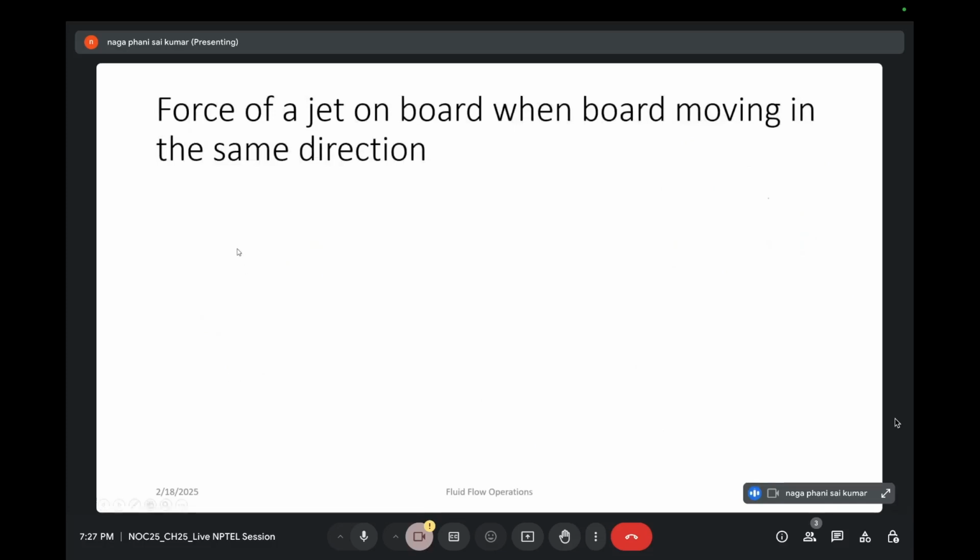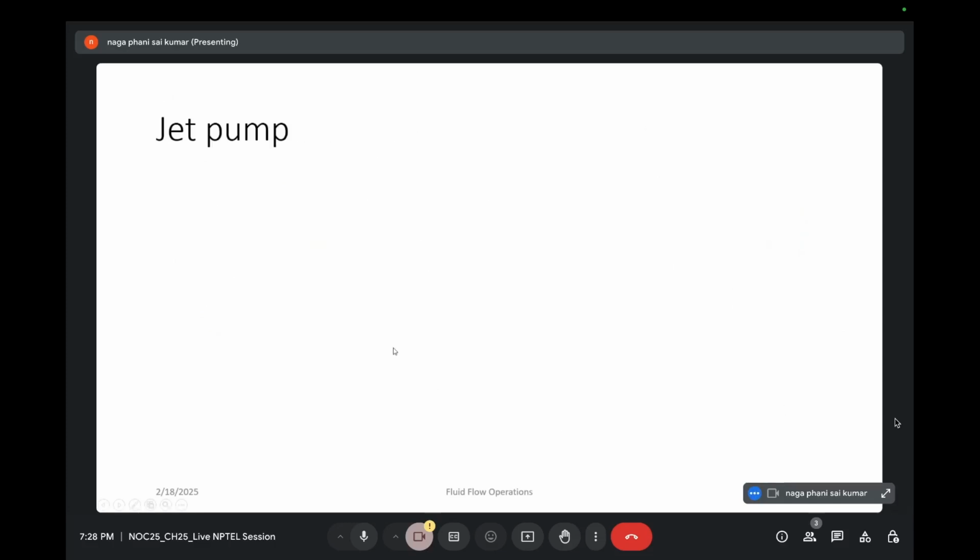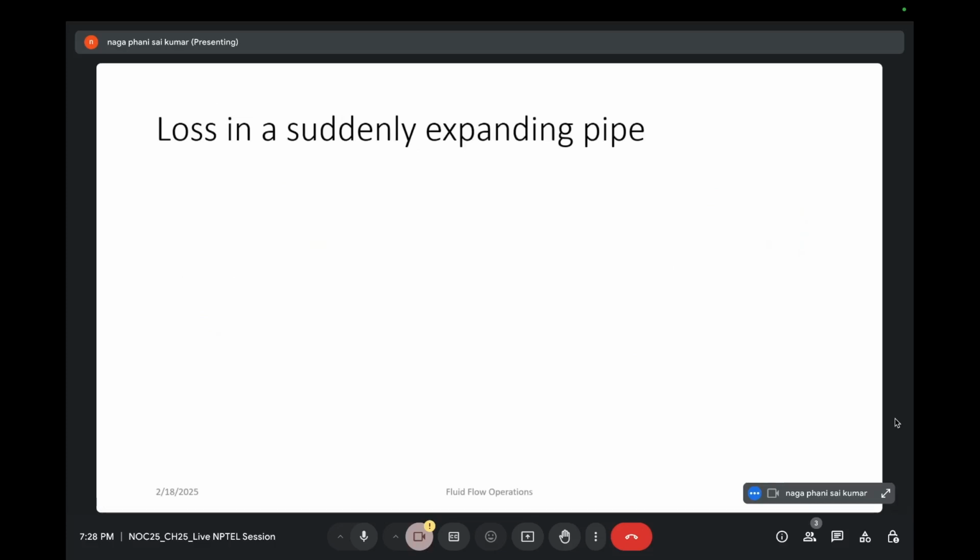So this is again the same thing when the body is moving in the same direction as the fluid. Let's say the body is moving with a velocity v, then how do you calculate the force? This was already discussed. The jet pump and efficiency were also discussed in the class, so I'm going to skip this part. But if you have any doubts in this section, you can unmute yourself and ask me, or post them in the chat box as well.